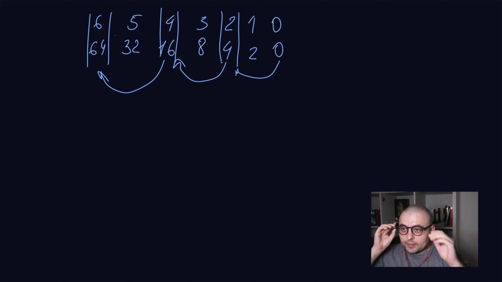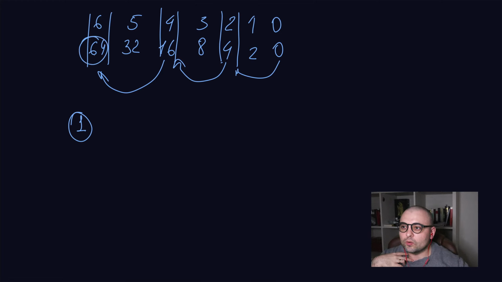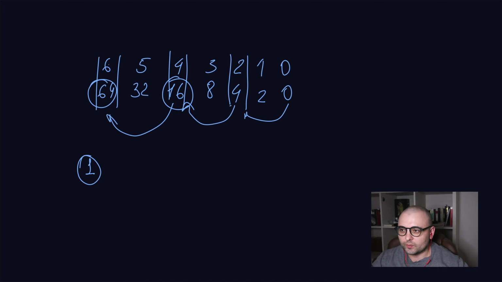So for a number to be a power of 4, it needs to have only 1 bit set. It cannot have 2 bits set. So 64, it's the 6th bit set. 16, the 4th or 5th in this case. Wait, this will be 7th. Whatever. Bit at position 6, bit at position 4, bit at position 2, or 0.